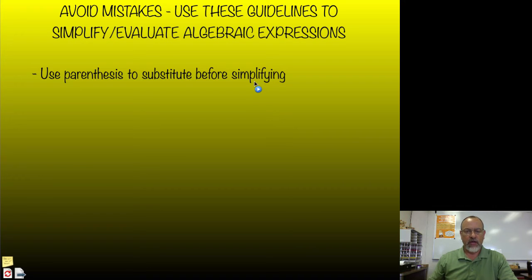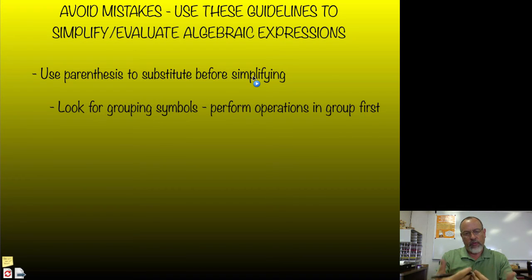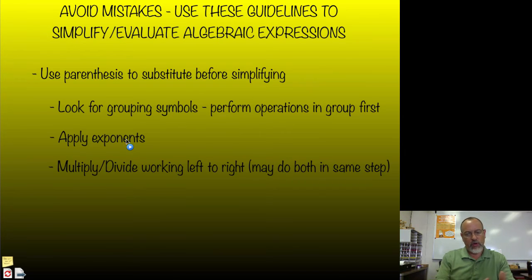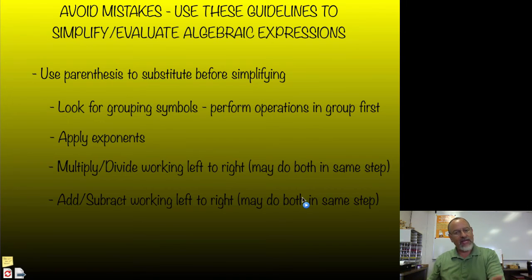when we actually do some examples of evaluating. We then want to look for the grouping symbols and perform any operations within the grouping symbol first. We then want to work from left to right and apply the exponents. We then want to work from left to right, multiplying and dividing in that order from left to right. And you can do both of those at the same time. After you've done that, you go back and you then add and subtract anything that's left, again, working from left to right. And again, you may do both of those at the same time.